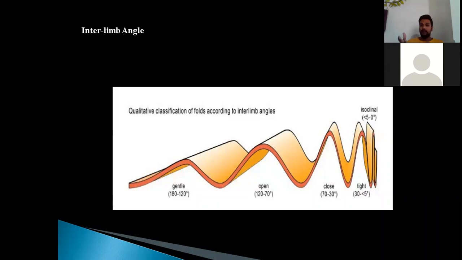And sometimes on further compression, it develops into an isoclinal fold. Isoclinal means where the two limbs are exactly parallel to each other. So the compressional stress is responsible for such classification, because if the compressional stress increases, the fold gets more and more compacted, ultimately resulting in such kind of classification.